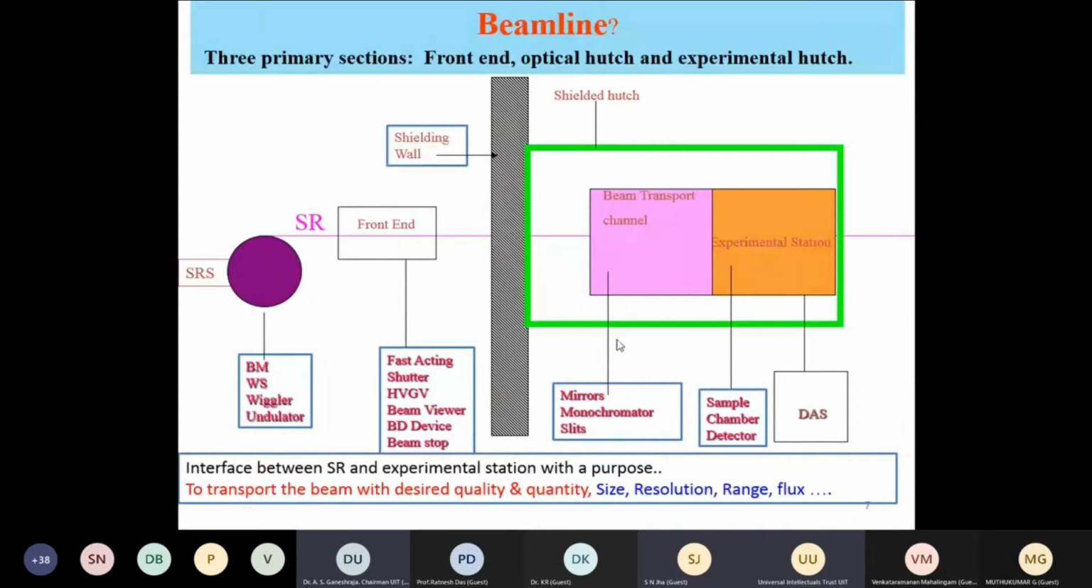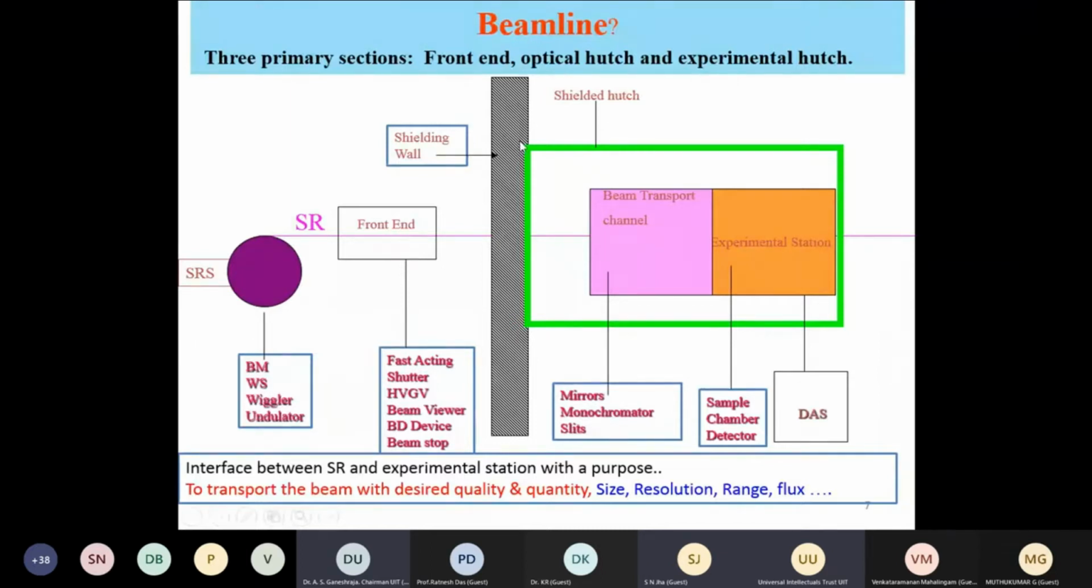So what is the beamline? I have used this word beamline. Basically, a beamline is nothing but an interface between the synchrotron source and the experimental station where one does the experiment. You see, the synchrotron source is isolated from the user area by a thick shielding wall. This is a concrete 3-meter shielding wall, and below this a high radiation zone is there, so one cannot enter this area. In between the shielding wall and the source, we have a front end, which is a device to protect the source as well as the people using this facility.